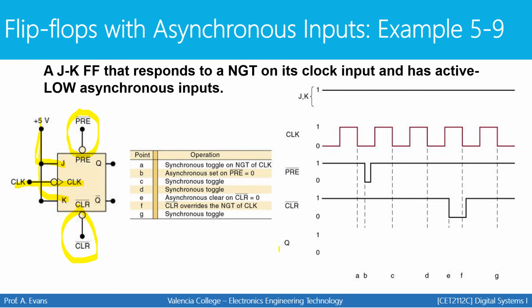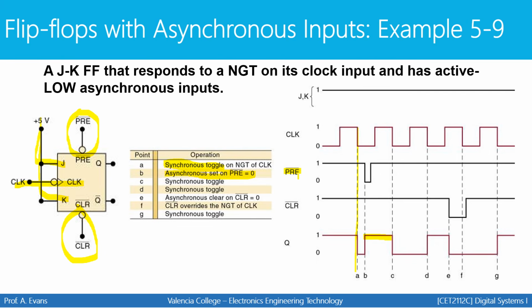for this flip-flop. So initially the output of the flip-flop is 1. That's our initial condition right here. When we have our first negative transition, we're going to get a toggle. But before the next negative transition happens, preset goes low. That input has been activated. And that means it's going to go high immediately, not when the next clock cycle occurs, immediately. And that's what we see at point B, an asynchronous set, because preset has gone low.